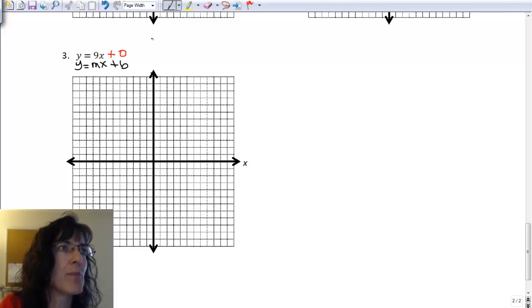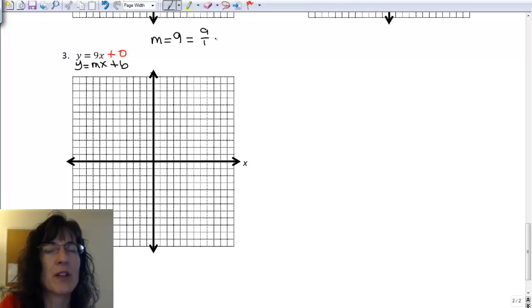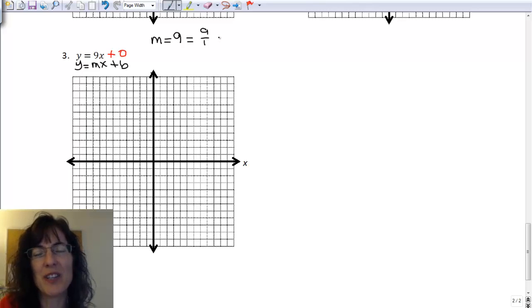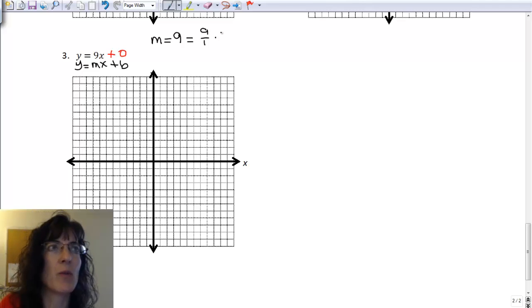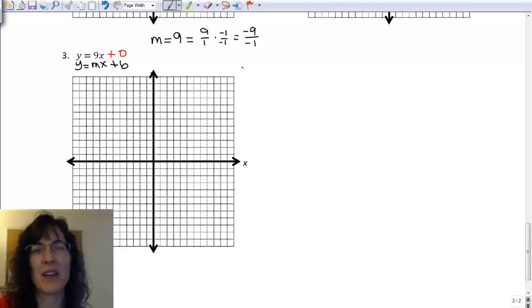So that means that my m is the 9, and I want to think of that as 9 over 1 so that I can make it into a fraction. And remember, that puts a 9 over a positive 1, and then I want to think about multiplying negative 1 over itself and get a second form of my slope, which will be negative 9 over negative 1. So I have two forms of my slope there that I can use to help graph.